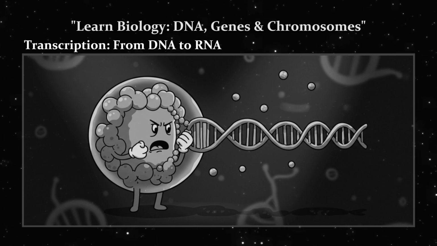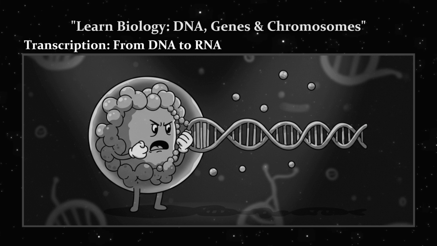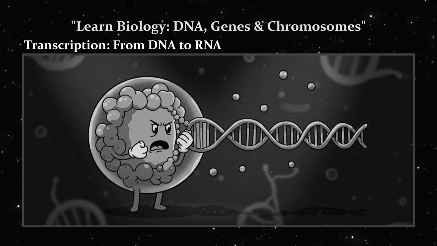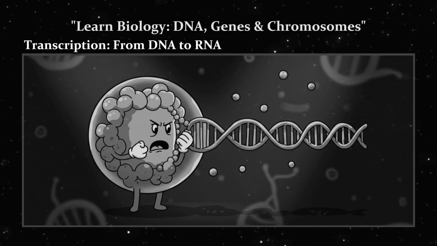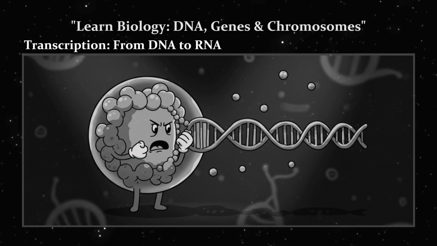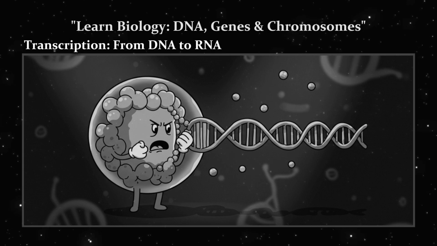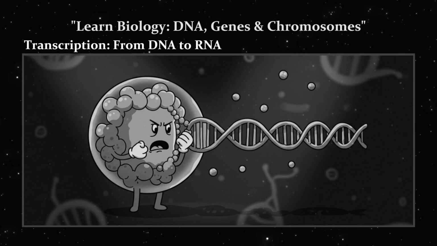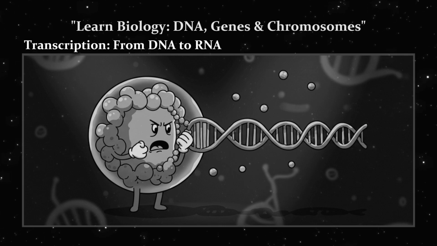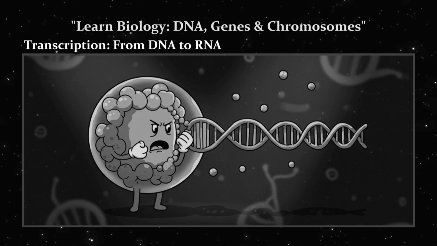This is a special, modified guanine nucleotide that acts like a passport. It will help the ribosome recognize and dock with the mRNA once it reaches the cytoplasm. At the back of the message, the 3' end, the cell adds a 3' poly-A tail. This is a long chain of hundreds of adenine nucleotides.